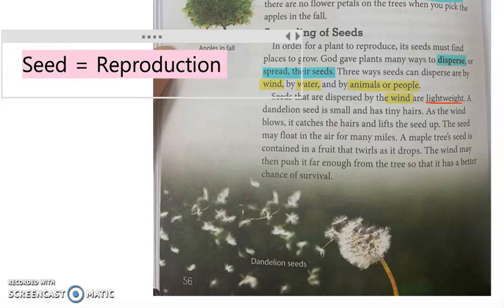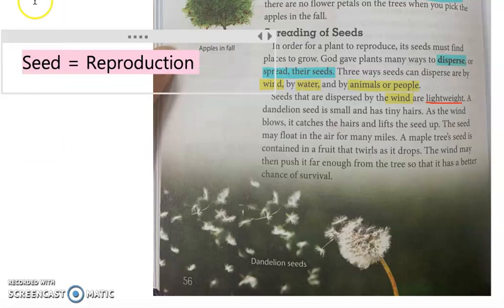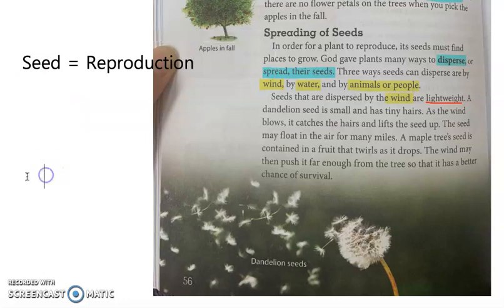So let's say there is an apple tree. Okay? So there is an apple tree, and this apple tree bears fruit. Why do they bear fruits? Well, there are many reasons. The Bible says the first reason is for us to eat, which is food.